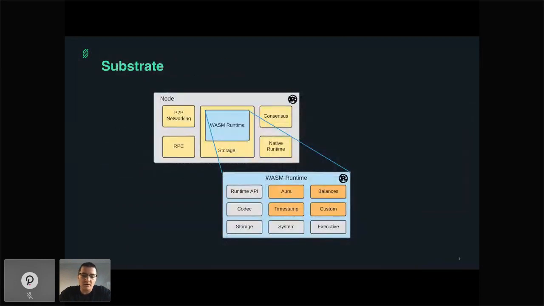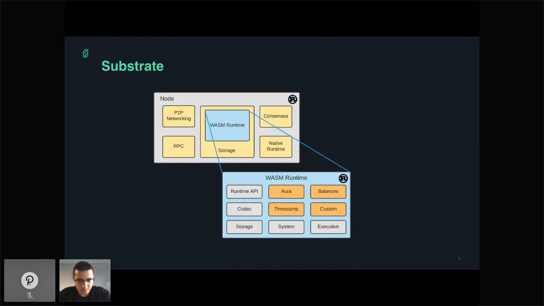Going back to our diagram of a Substrate client, as you already know, Substrate supports two types of runtimes: native, meaning in Rust, and a WebAssembly one. The WebAssembly runtime can be upgraded and swapped, etc. So this is one of the biggest advantages that Substrate clients have. However, when we are using the WASM runtime, there are additional components which add overhead compared to a native runtime.